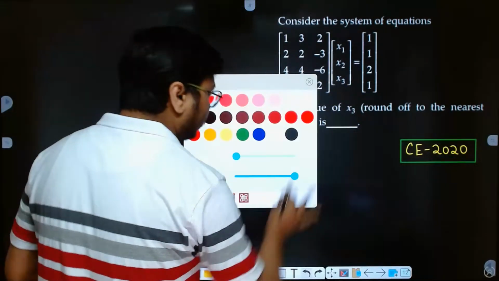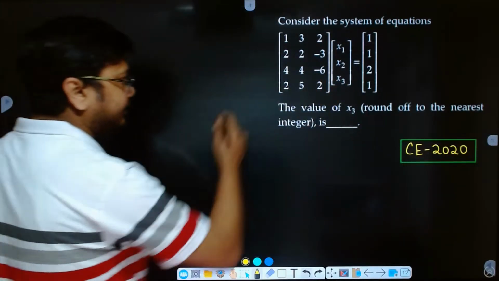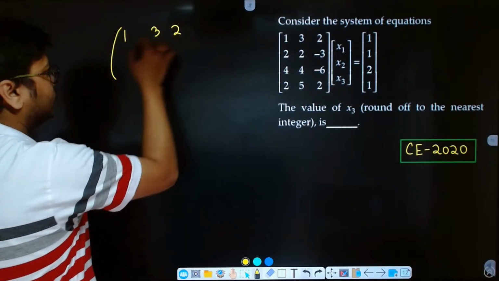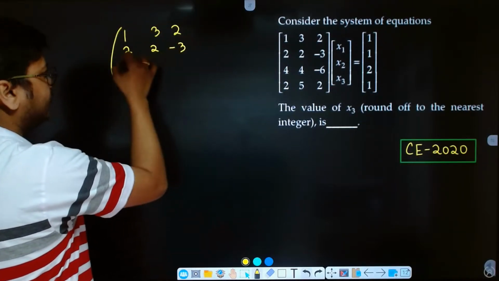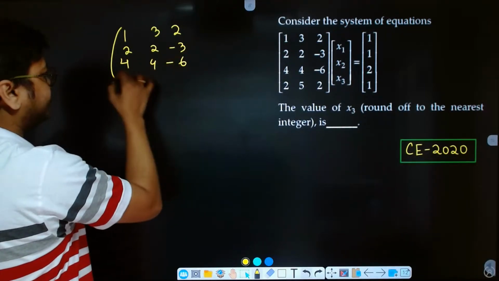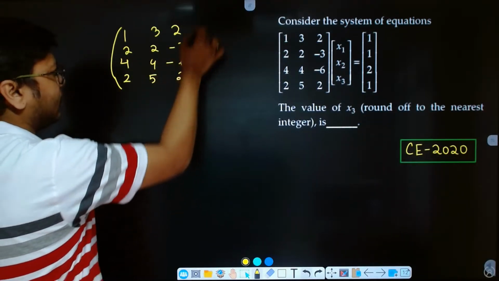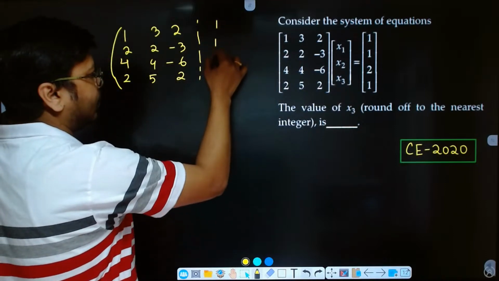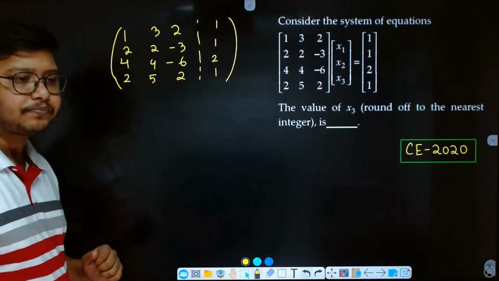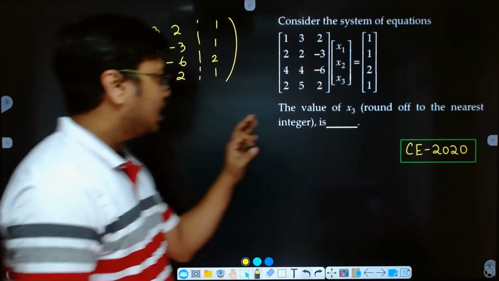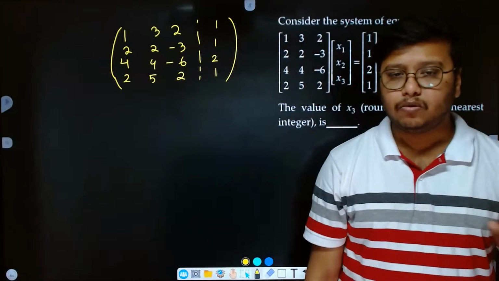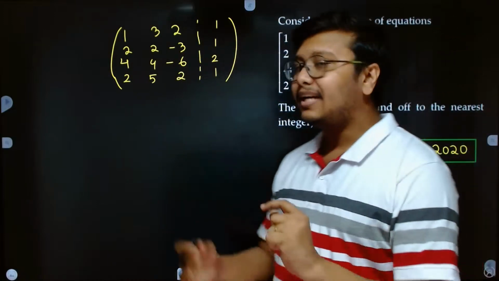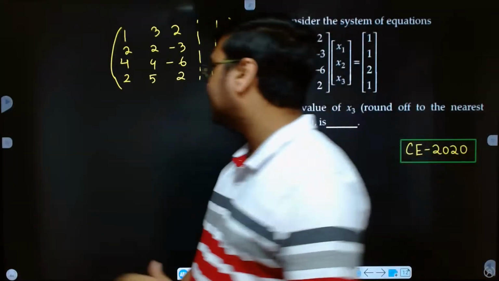So first of all, let's take the matrix that we have, which is 1 3 2, 2 2 minus 3, 4 4 minus 6, 2 5 2. Augment it and let's get the constants 1 1 2 1. Now we need the value of x3, only x3. So obviously I don't want to solve the system of equation. So let's try to reduce this matrix as much as possible.